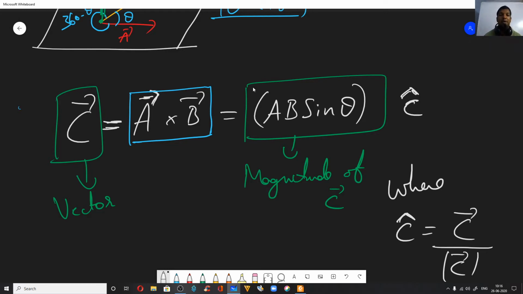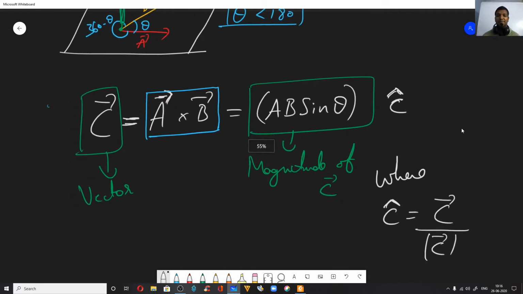Now as you know, the end result of a cross product is always a vector. So let us say C is that vector which is the result of A cross B. Because C is a vector, you have to specify its magnitude and direction. The magnitude of C is given by AB sine theta and the direction is given by C cap.